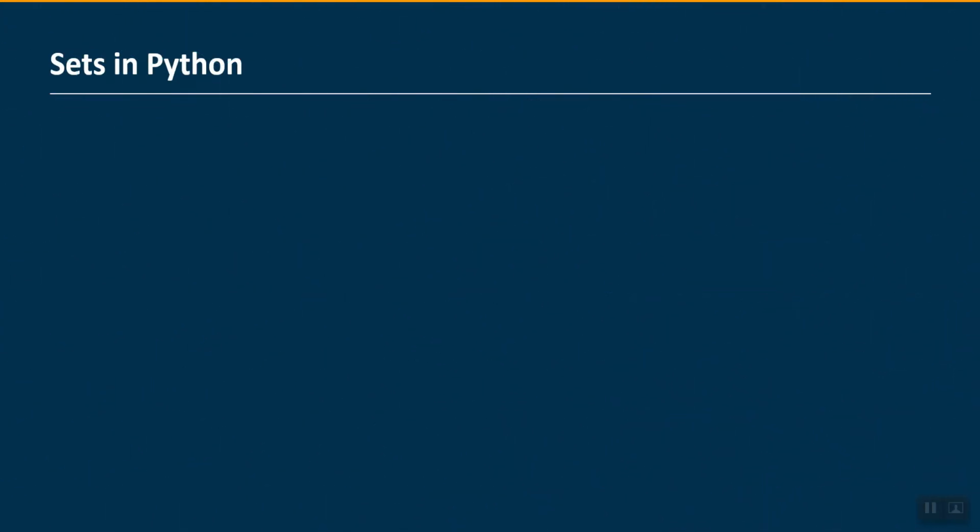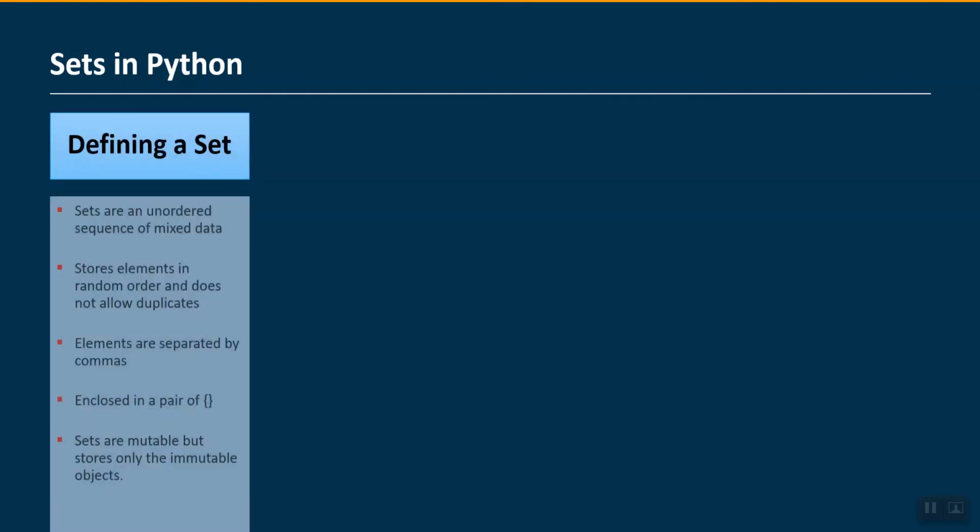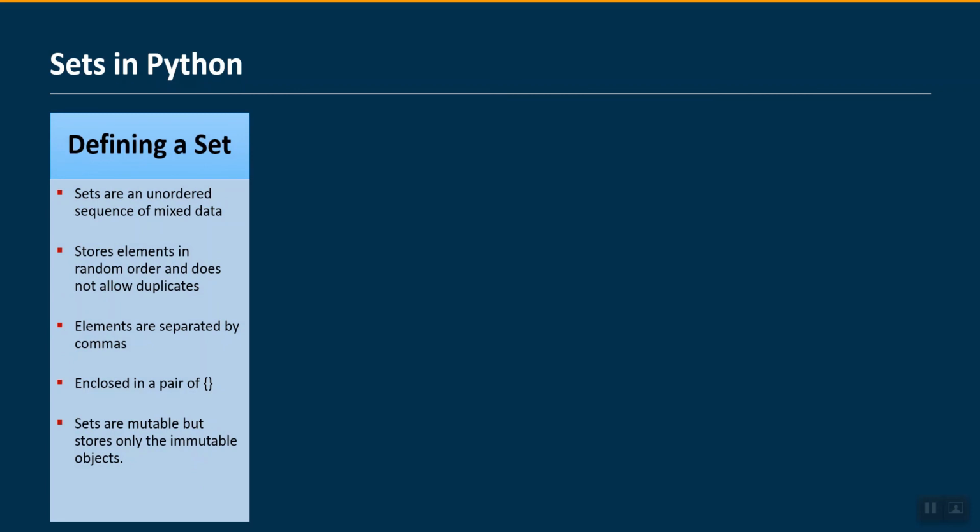Let us have a quick revision on what we learned in this video. We started with defining a set. Sets are an unordered sequence of mixed data. They store elements in random order and they do not allow duplicates. Set elements are separated by commas enclosed in the pair of curly brackets. Sets are mutable, but the elements in the sets should be of immutable type.